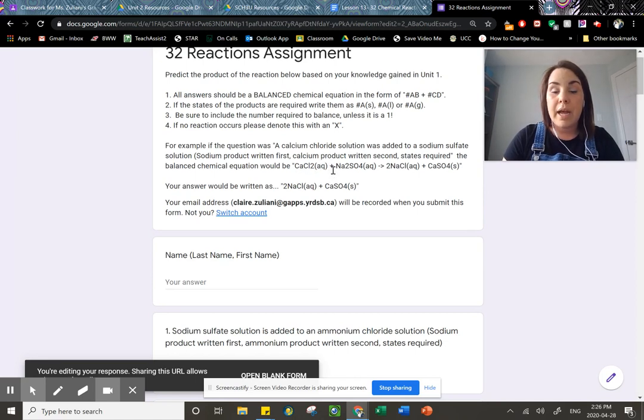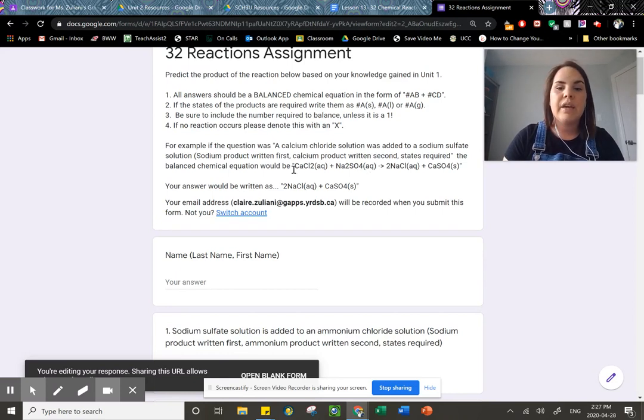I'm going to then add a plus, and there's a space between my aqueous and my plus, and a space between my next product. Now I'm going to write sodium sulfate. Sodium we know is Na, which has a 1+ charge. Sulfate is SO4 with a 2- charge. So when I crisscross, it's going to be Na2SO4. It's also told me it's a solution, so that's aqueous.